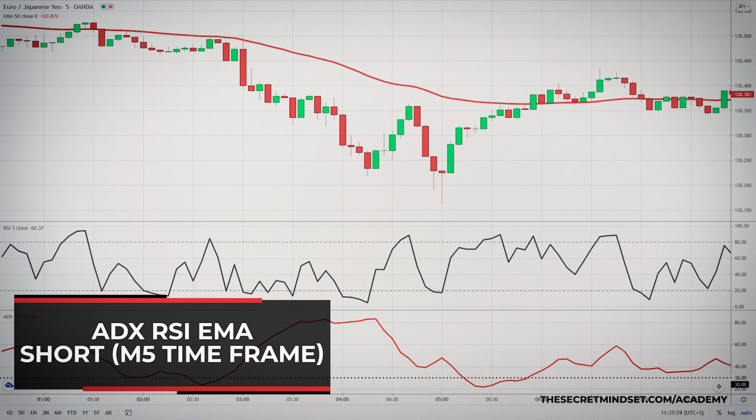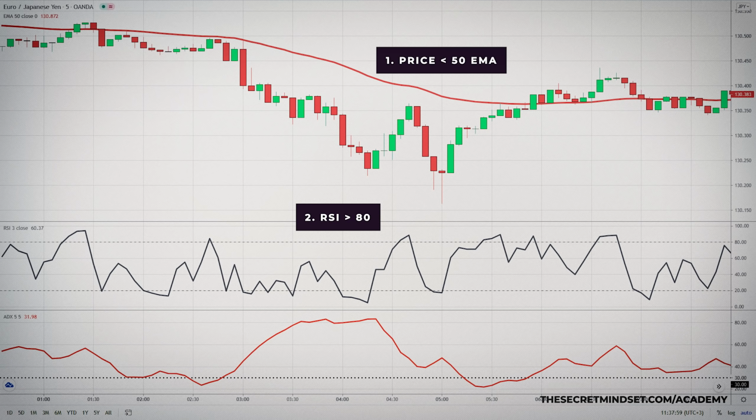In this chart we found a short signal. Price was trading well below the 50 exponential moving average, and the EMA was sloping downwards. The 3-period RSI pulled back and rose above the 80 level, so we expect a momentum shift to the downside. The ADX stayed above the 30 level, indicating that the trend was strong, so we had a volatility confirmation.